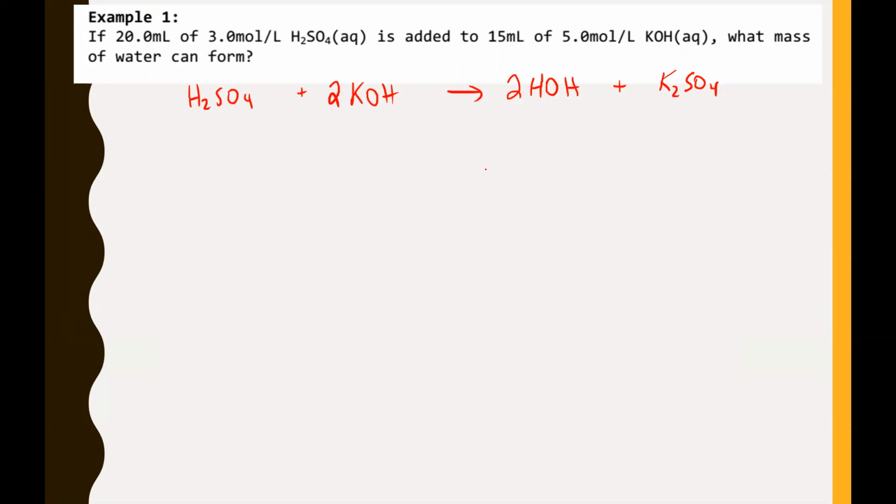If you look back at your step 2, it says determine the 2 reagents involved in the reaction. It's literally just going to be H2SO4 and the KOH. Those are the 2 reagents. One of them is going to be in excess, in other words, one we have too much of, and one's going to be limiting, in other words, it's going to be our lesser amount.